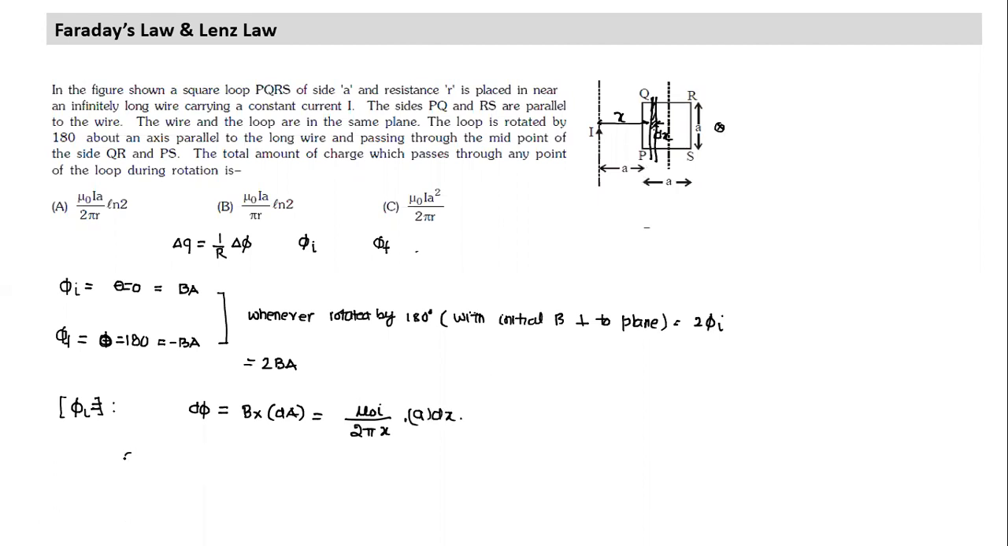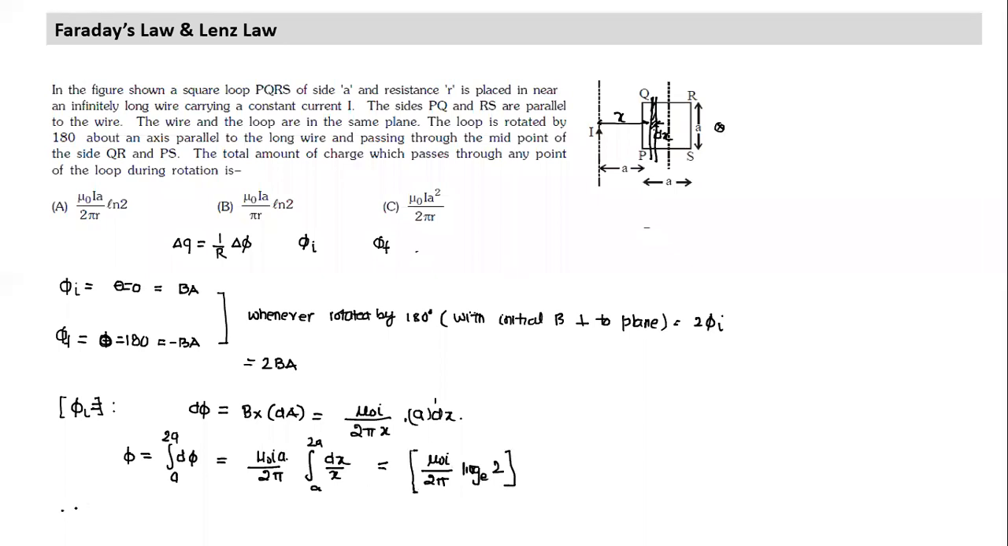So what will be the total flux? Add it up over this entire area. x is a variable, varying from A to 2A, so it will be integration from A to 2A, and that's a fairly simple integration. The rest of the terms I take out: mu naught I A divided by 2 pi is the constant term. It's the integration of dx by x from A to 2A, which will give you log 2. So mu naught I by 2 pi into log to the base e 2. That's the flux.